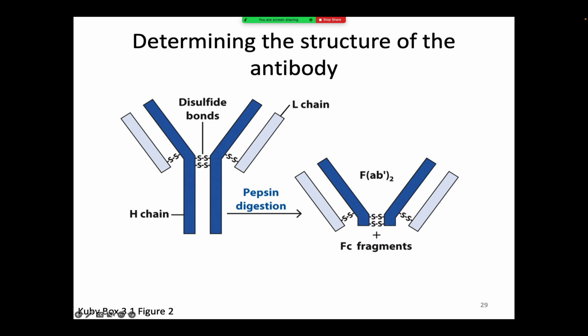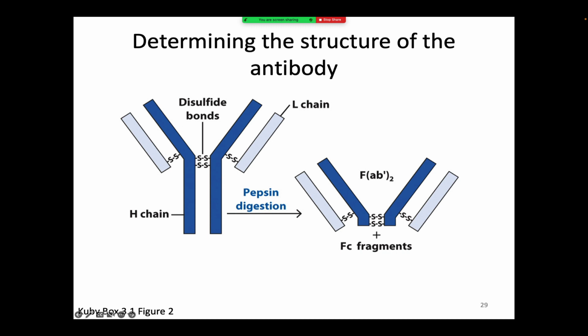They also did a digestion with pepsin, and when they did a pepsin digestion, they basically got one fragment, which was this fragment that you see here, the Fab2, which has the 2 Fab arms still held together by their disulfide bonds, and the rest of the Fc was completely degraded.